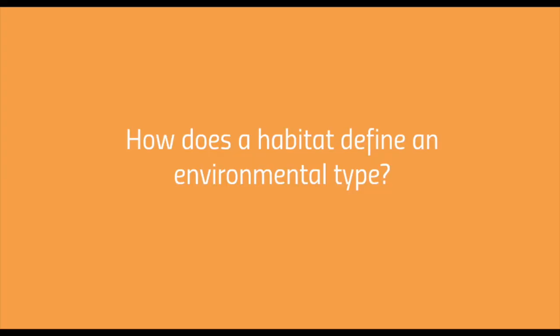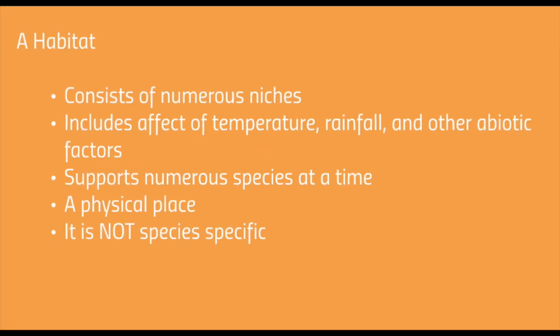So how does a habitat define an environmental type? A habitat consists of numerous niches. It includes the effect of temperature, rainfall, and other abiotic or non-living factors. It supports numerous species at a time and is not species specific. It is a physical place, such as your home or your town.